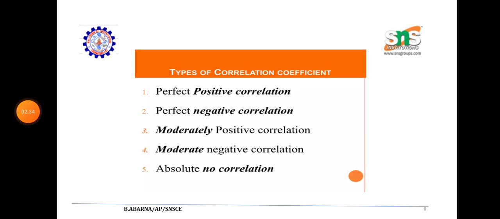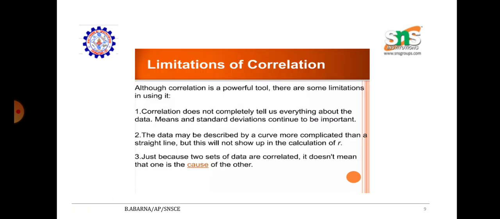Next, types of correlation coefficient. The types of correlation coefficient are perfect positive correlation, perfect negative correlation, moderately positive correlation, moderate negative correlation and absolute no correlation.